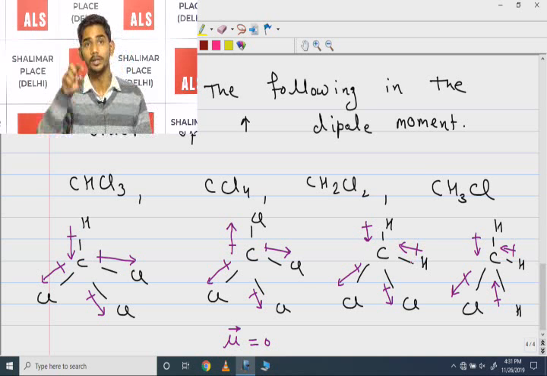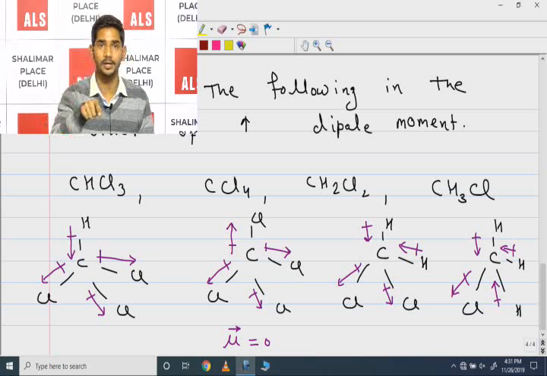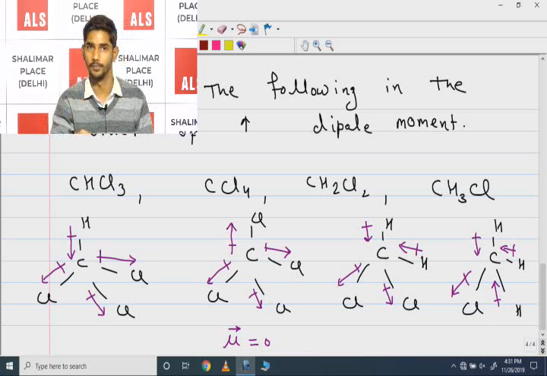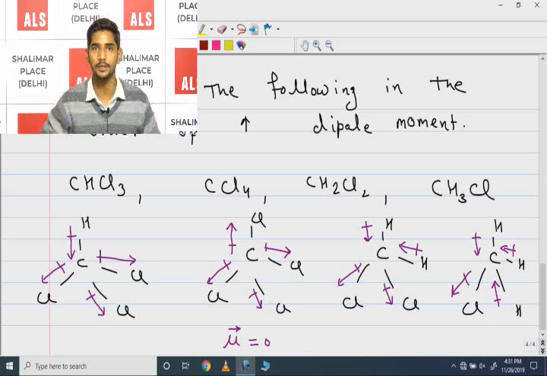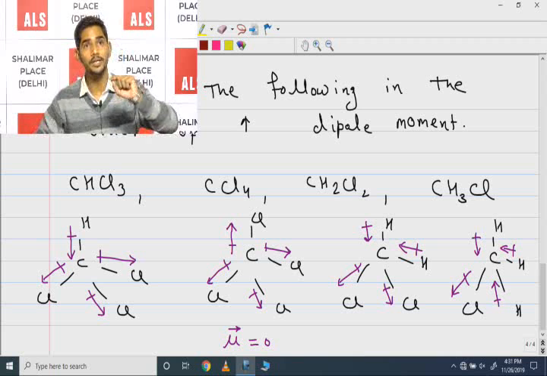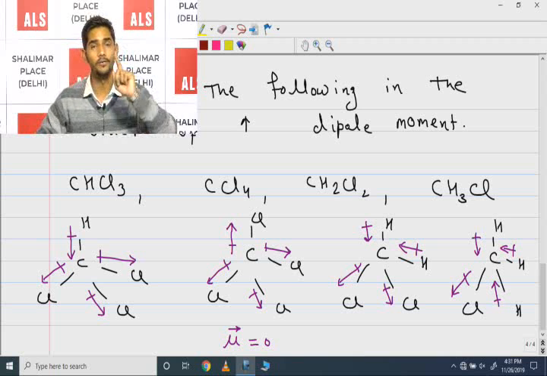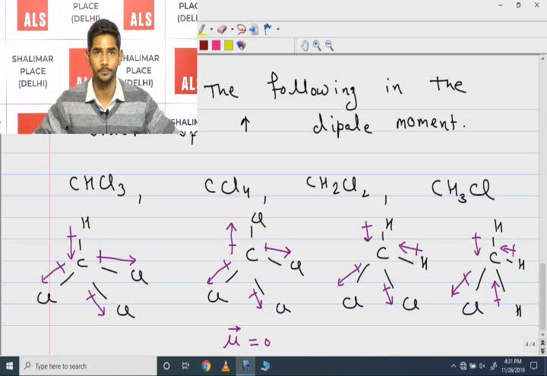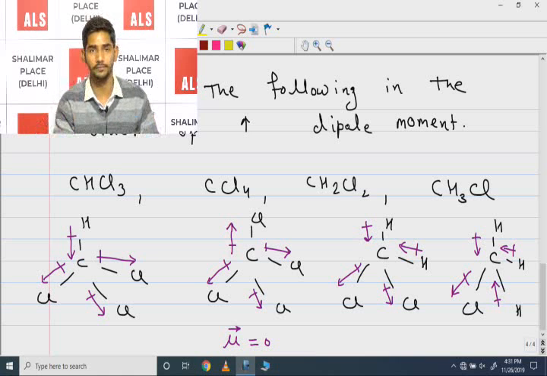You can check out, two dipoles are moving towards the carbon and two are moving away from the carbon, meaning two inwards, two outwards. In the last case, three are moving towards the carbon and one is moving away from the carbon. On the basis of this, think about where you can get the maximum value.